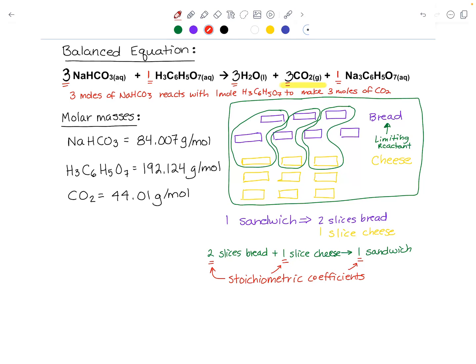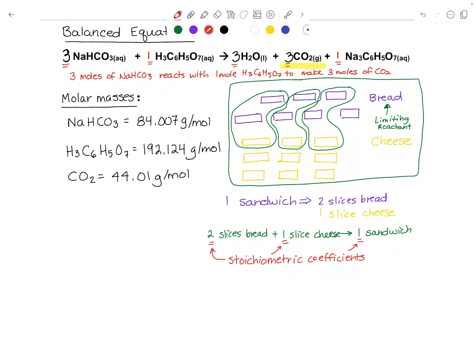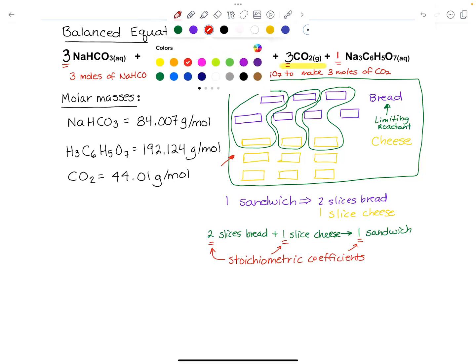So if we want to figure out the limiting reactant, we have to figure out how many moles of each thing we have and which one is going to limit how many sandwiches we can make. So let's put some numbers to this and do an example using our information. I'll switch to blue for our example.